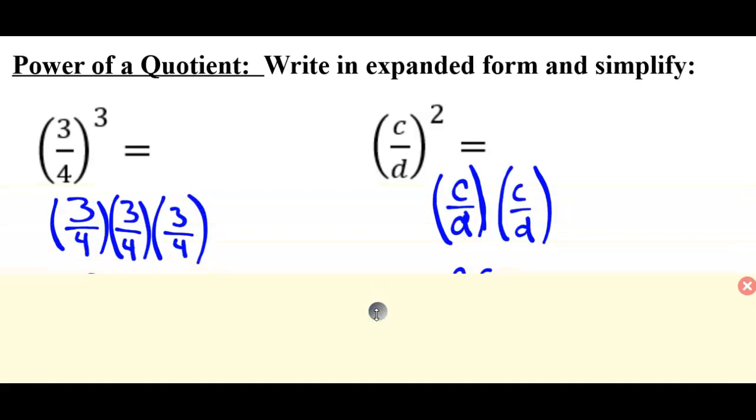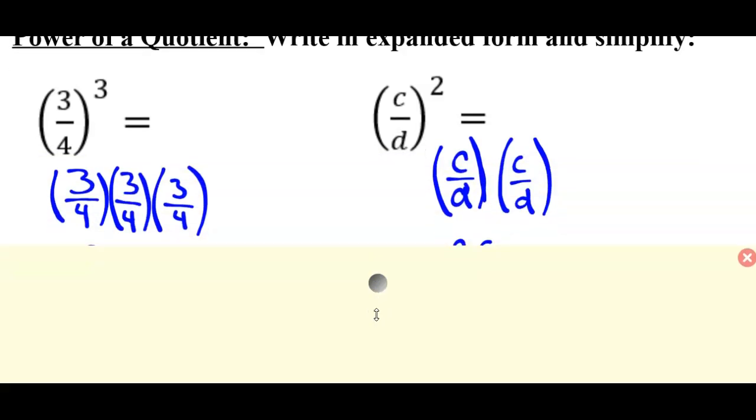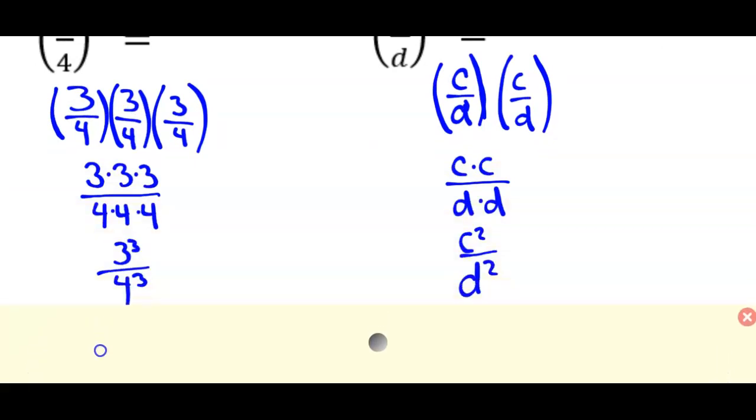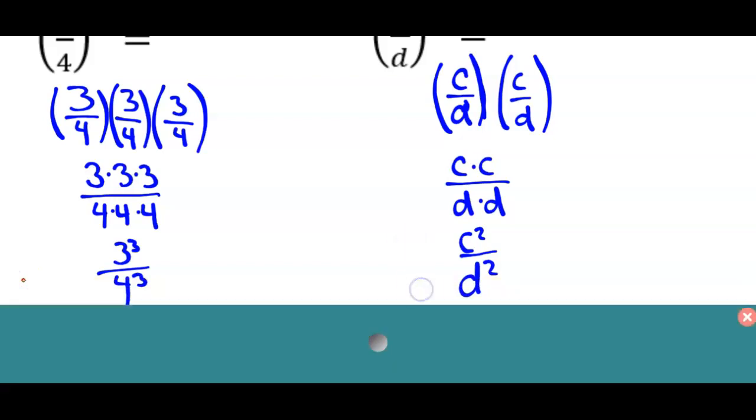We took our c divided by d. We've got two of them. We took our c divided by d's, and I set them up, and I got c squared divided by d squared, right? And so when I'm doing this problem, what did I do with the little 2?